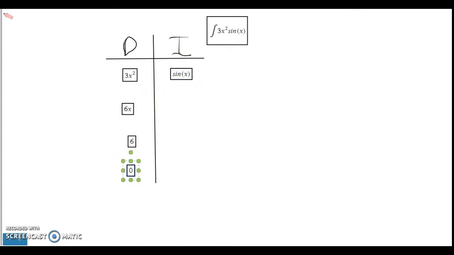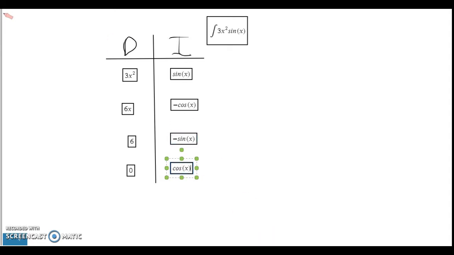Okay, so now we do the integration side. For the integration side, the integration of sine is going to be negative cosine. And then the integration of negative cosine is going to be negative sine. And last but not least, the integration of negative sine is just regular good old cosine.